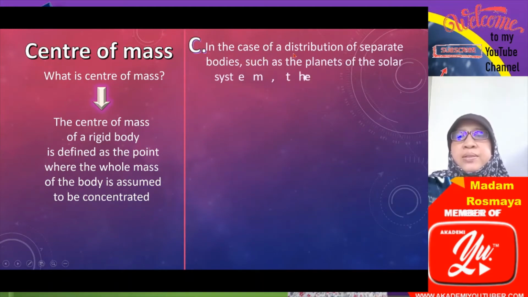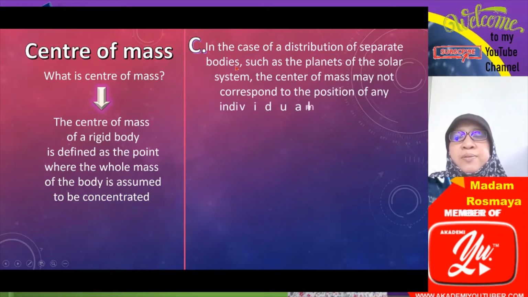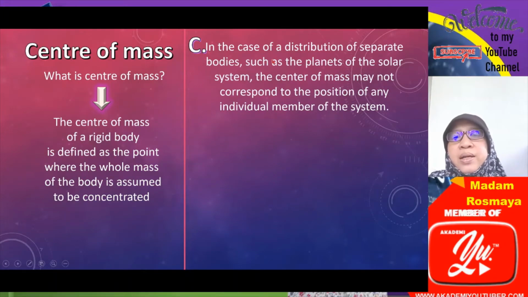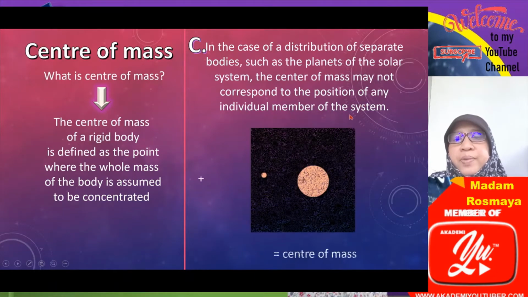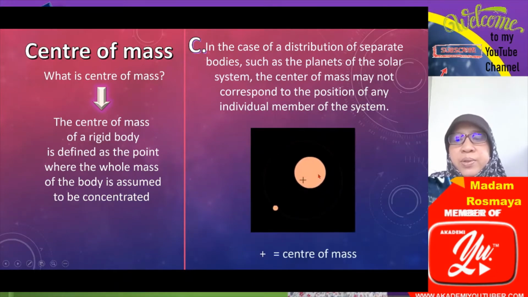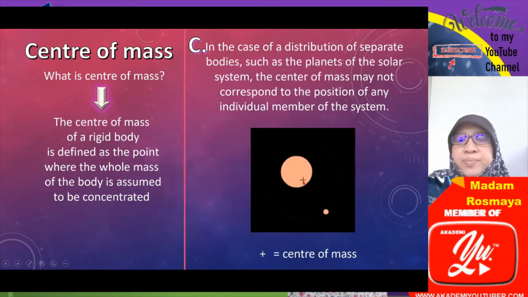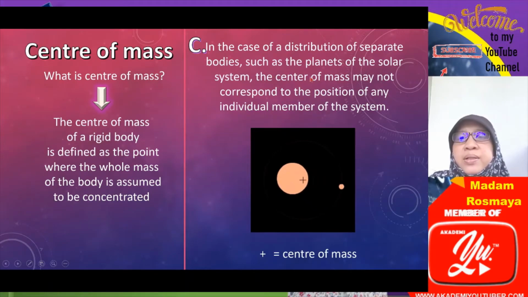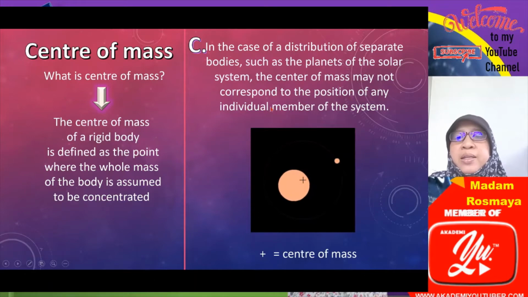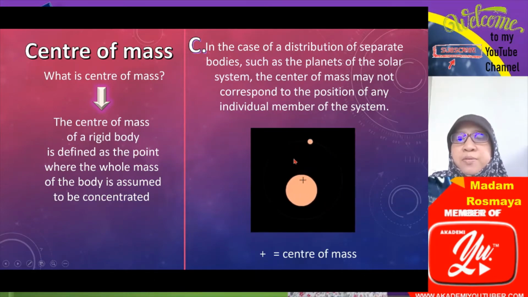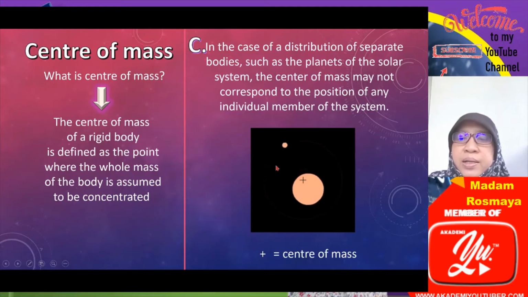Another case is the distribution of separate bodies. If the system consists of more than one body, such as the planets of the solar system, the center of mass may not correspond to the position of any individual member of the system. For example, the Earth and Moon: the center of mass lies somewhere here. It may not correspond to the position of any individual member of the system, but you must involve both, like these two bodies.